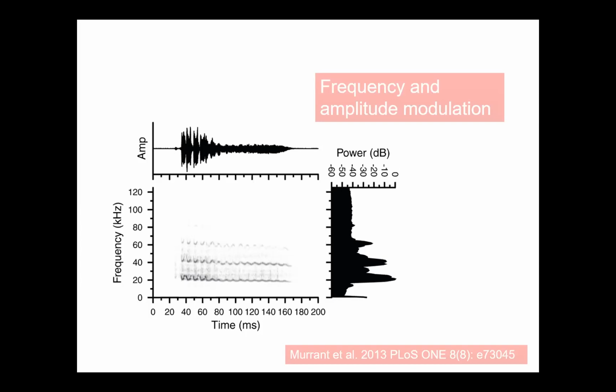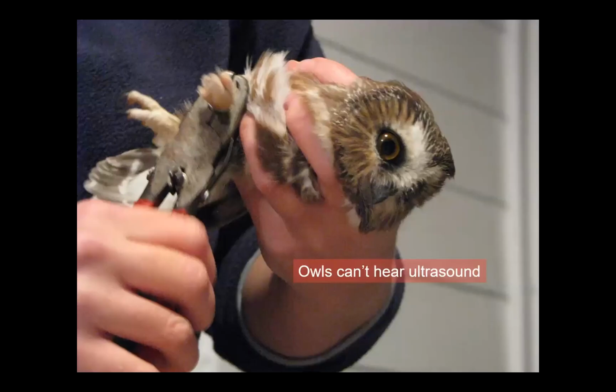This is one example with harmonics, but there are other vocalizations that we've recorded that are pure ultrasound. So 50 kilohertz, for example, that humans can't hear at all. So they're calling to each other on a frequency that we can't hear. And owls can't hear that either. Owls can usually hear something up to about 20 kilohertz. So they can't hear ultrasound.